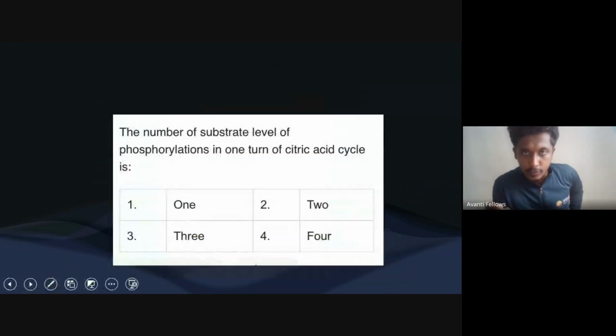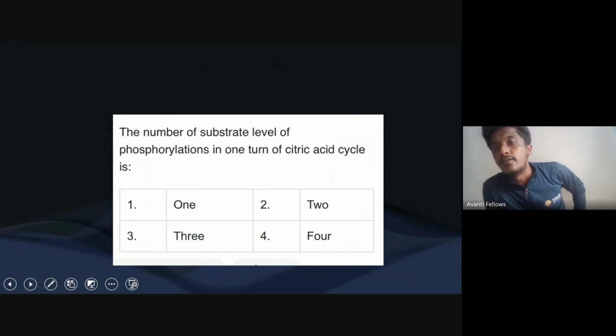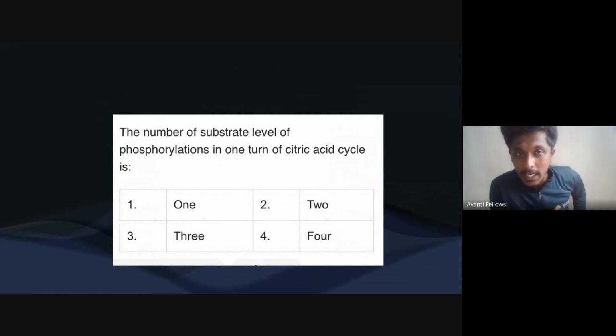Okay, next one. The number of substrate level phosphorylations in one turn of the citric acid cycle. How many substrate level phosphorylations are happening in the citric acid cycle? 1, 2, 3, or 4. What is your option, students? Substrate level phosphorylation. I told you what phosphorylation is: adding phosphate, right? Where is it happening? How many times? Do we have an answer here?